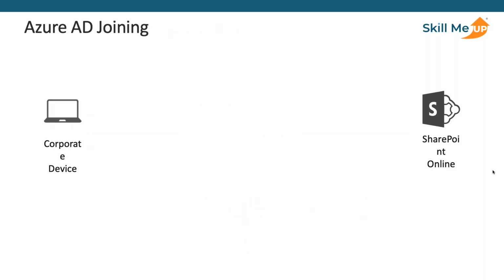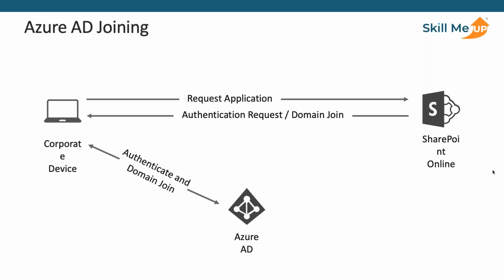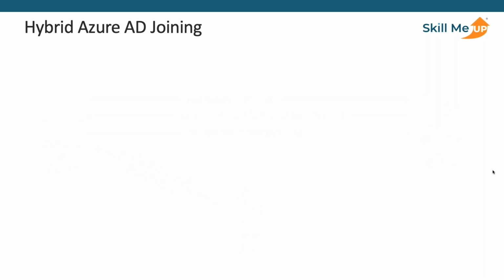So if we try this again with Azure AD joining, we have a corporate device and then a SharePoint Online site again. Same thing again, we request the application. We then go through and use the authentication request to the domain. We then perform an authentication and it joins us to Azure Active Directory. Once it's been joined, then of course, we get application access granted to me. So just a different approach. That's a corporate device like a Windows Surface laptop or something else.